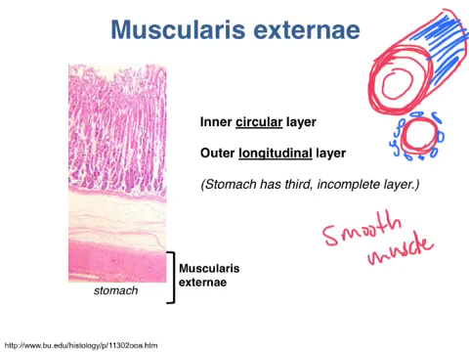The stomach actually has a third muscular layer because of the intense churning and pummeling that the stomach does. That third layer helps with that. And the muscularis externae is largely responsible for segmentation and peristalsis. It's contractions of the muscularis externae that do segmentation and the peristaltic waves that keep food moving along the digestive tract.